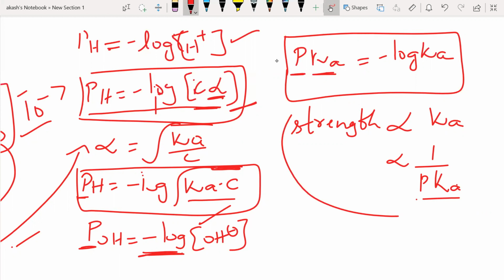So strength is directly proportional to the Ka value. Strength is inversely related to the pKa value. pKa is nothing but negative log of Ka, and there is also something called pOH, that is negative log of OH minus ions. This much explanation will not be given in your textbook, so if you have taken notes, it's really helpful. If you have not taken notes, please go watch the video again and take notes.